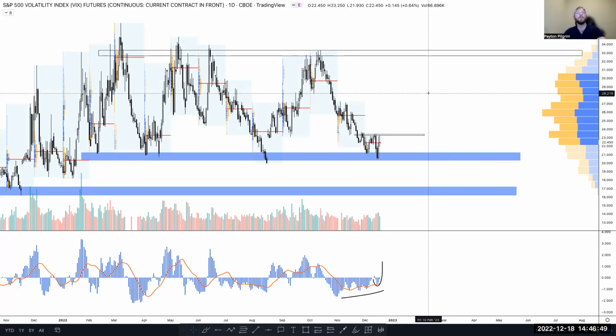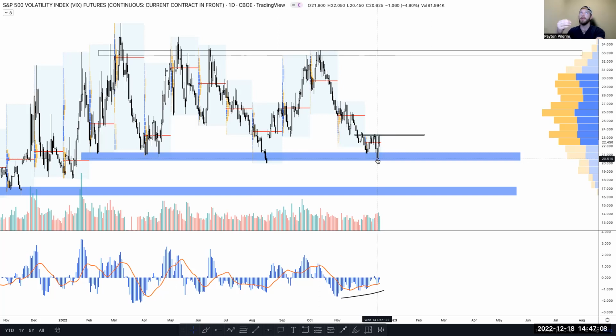Okay, let's get into the indices. We always like to look at the VIX first because it gives us kind of a directional bias depending on where this VIX could be. And when the VIX is low, that means that the indices are probably high. And when the VIX is high, that means the indices are probably low.